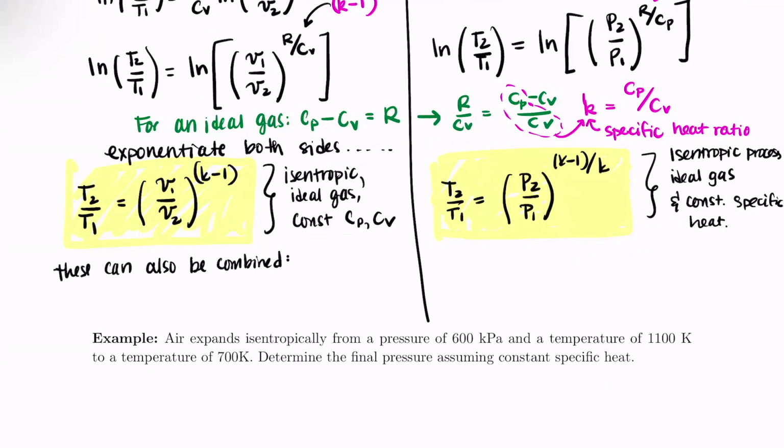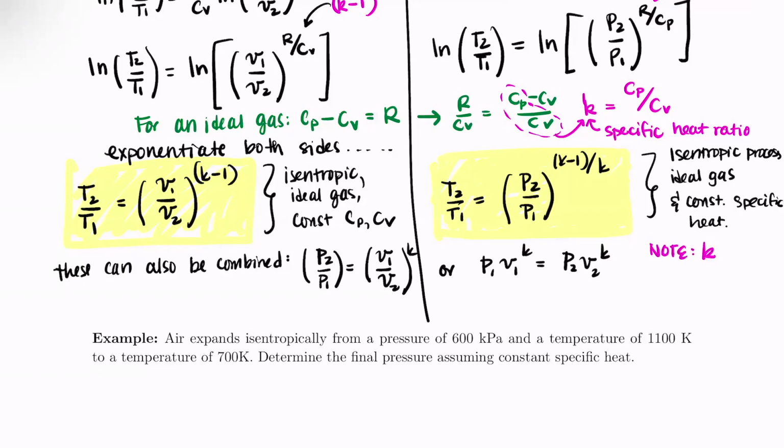to get the following. So you can get P2 over P1 is equal to V1 over V2 raised to the K power, or P1 V1 raised to the K is equal to P2 V2 raised to the K. And note that K can be looked up in table A2. So table A2 was where we were looking up CP and CV. So the ratio of those two things is also in that table. And it is K.